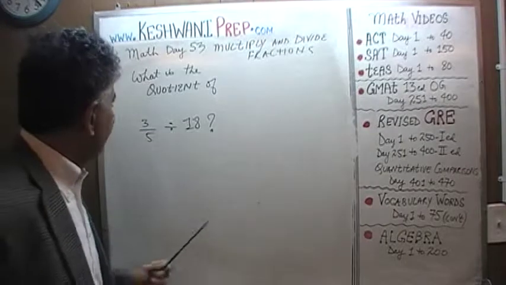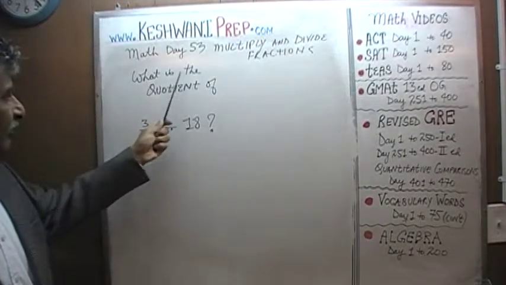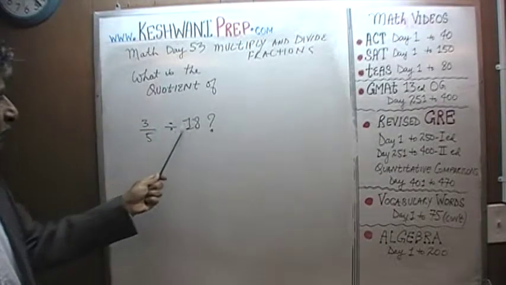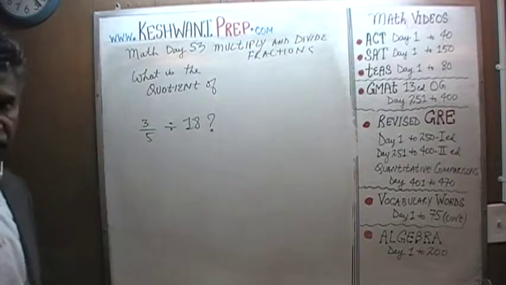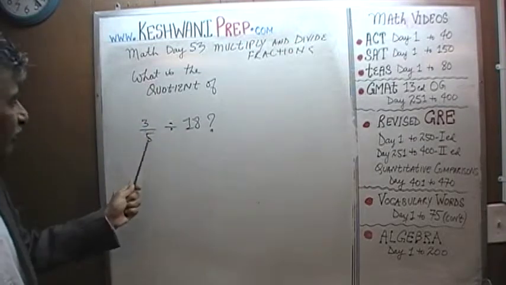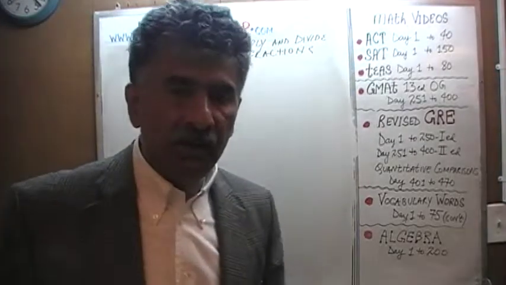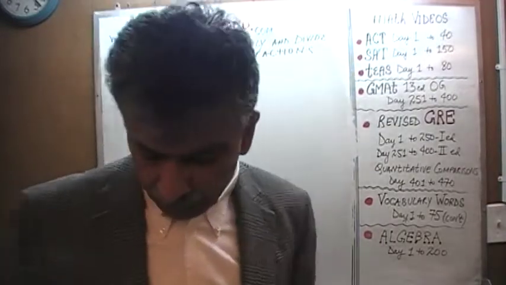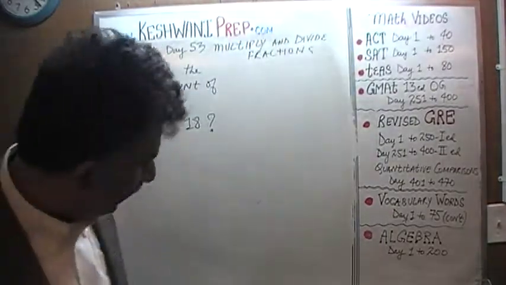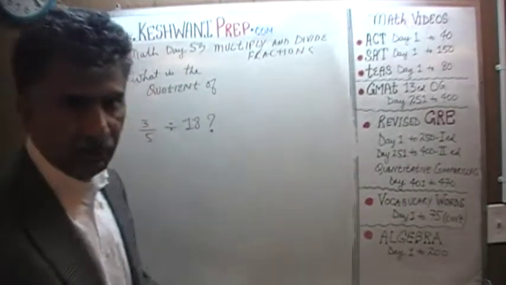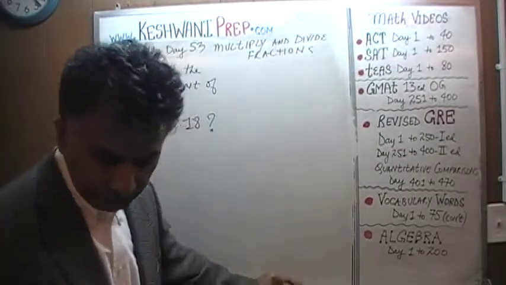Here's a question. The question is, what is the quotient of 3/5 divided by 18? This is how the problem appeared in the exam. What is the quotient of 3/5 divided by 18? What does it mean? Well, we have learned these terminologies, don't we? We're going to do that by looking at a very simple example first, before we worry about this problem.